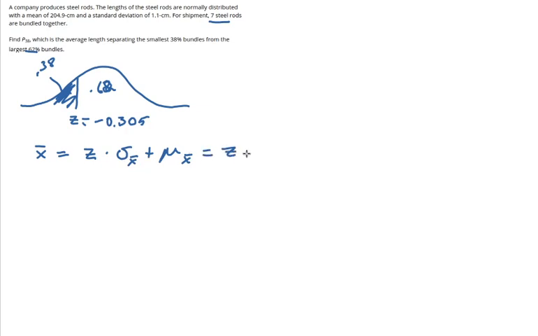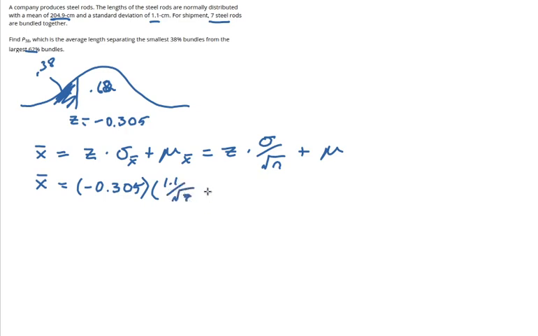Well, to figure out what those are, it's fairly simple. We just take the standard deviation that we're given, 1.1, and divide by the square root of that sample size. Now the mean for x bar is just the mean of the population that we're given. So that means x bar equals the z-score we found, either negative 0.3, negative 0.31, or split the difference, negative 0.305, times the standard deviation, which we are going to use 1.1 divided by the square root of 7, plus the mean, 204.9.